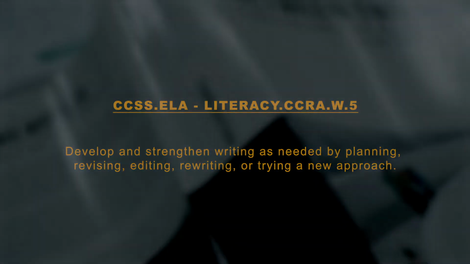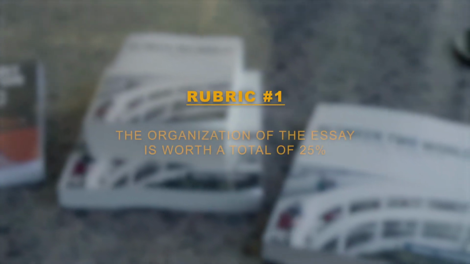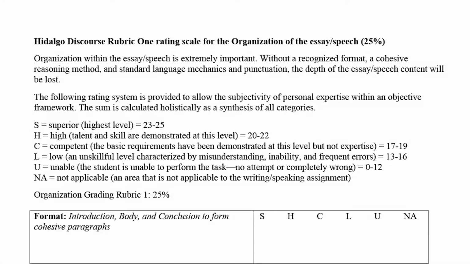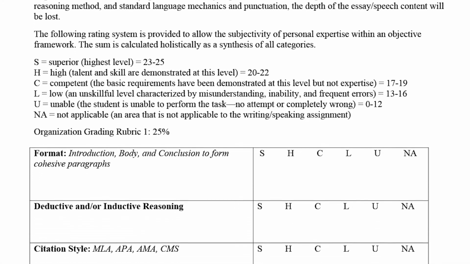Unlike other commonly used rubrics, they are organized in the following manner. Rubric 1, the organization of the essay, is worth a total of 25%. This rubric emphasizes the format and the mechanics of the essay in great detail.